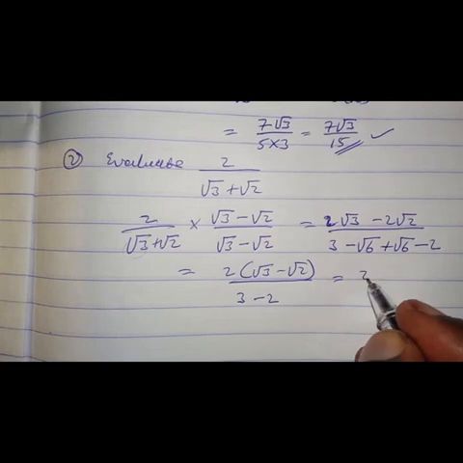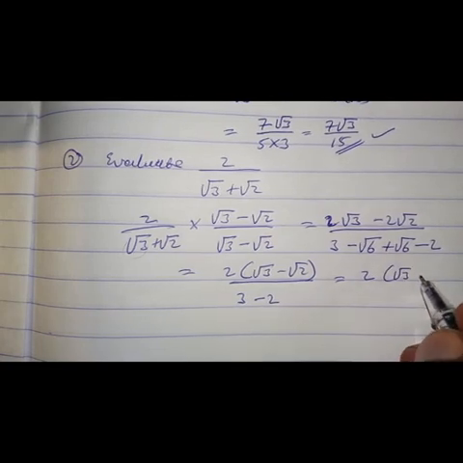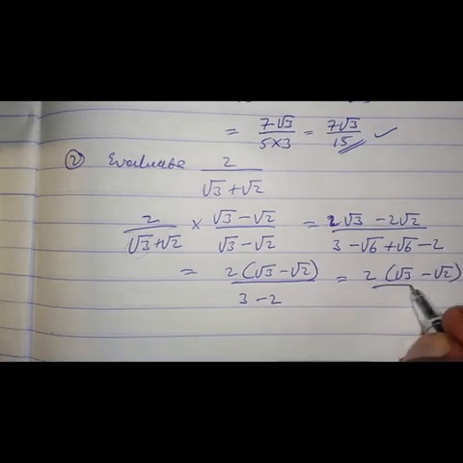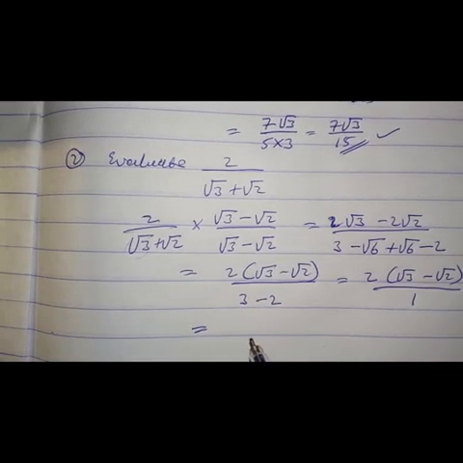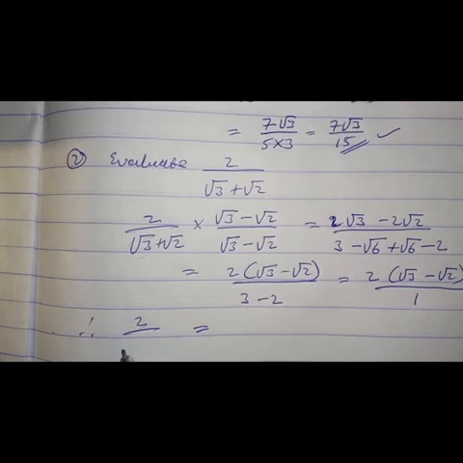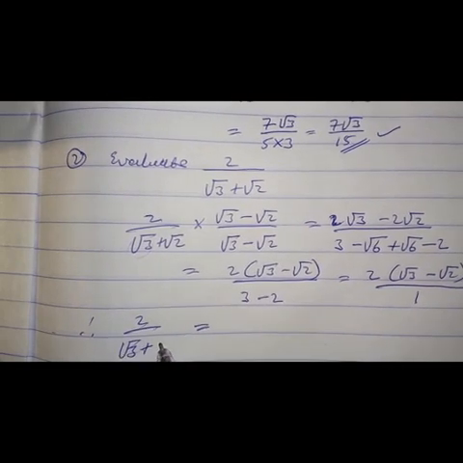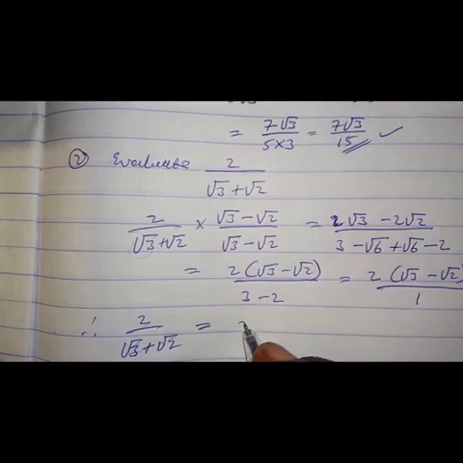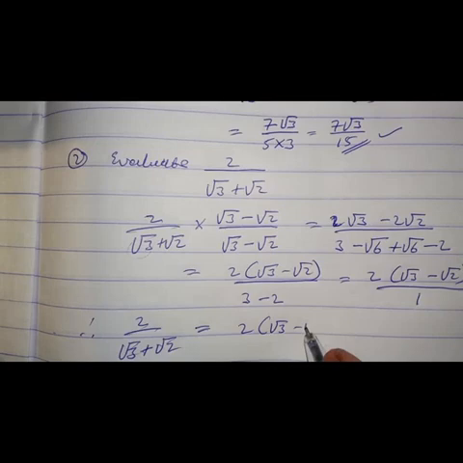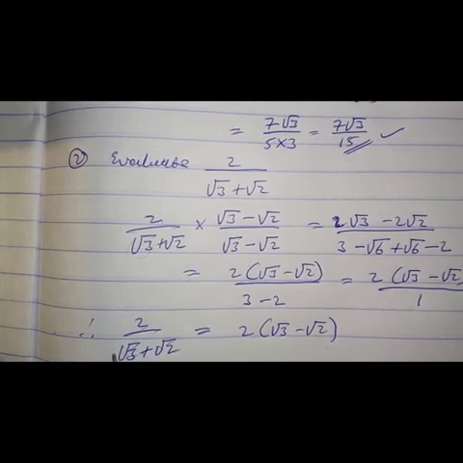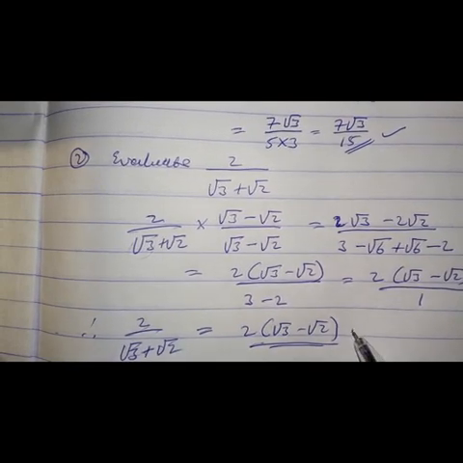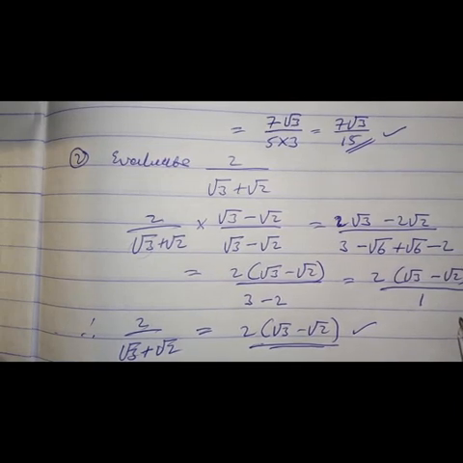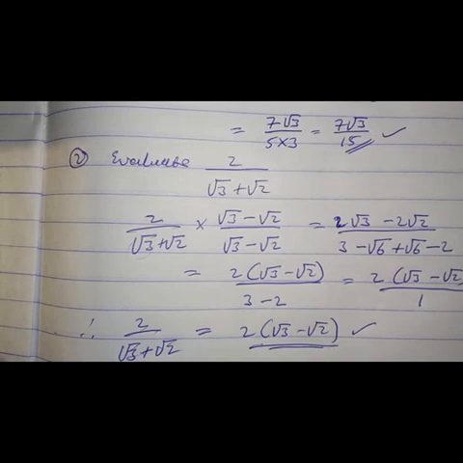And then when you simplify further, you have 2 into root 3 minus root 2 all over 3 minus 2, which is 1. And when your denominator is 1, that fraction is a whole number. So therefore 2 over root 3 plus root 2 is simply rationalized to be 2 into root 3 minus root 2. If you put this in a calculator and also put that, you get the same answer. So we have been able to rationalize this.